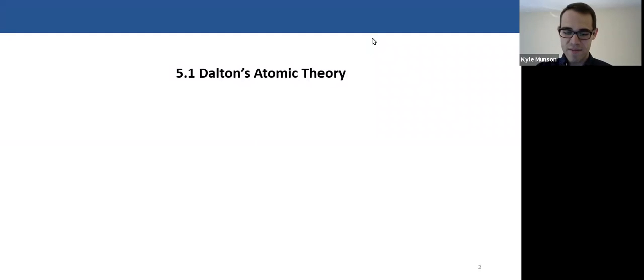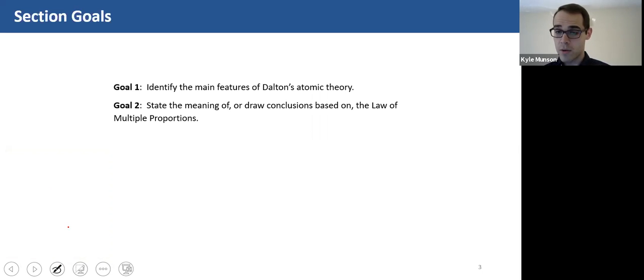Welcome to Chapter 5, where we're going to begin our discussion by talking about Dalton's atomic theory. Our goals for this section are, one, to identify the main features of Dalton's theory, and then state the meaning of, or draw conclusions based on, the law of multiple proportions.